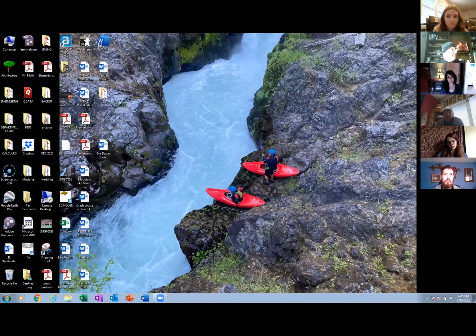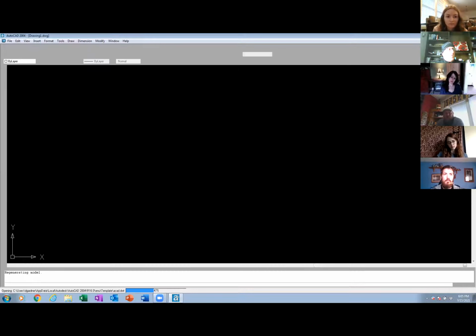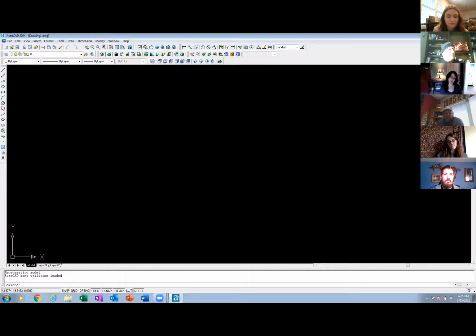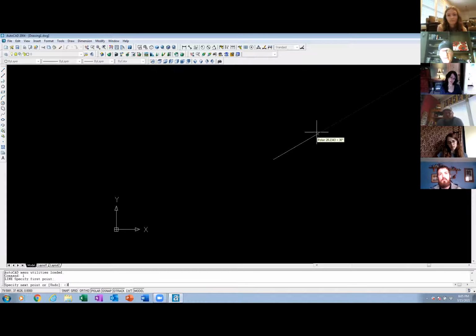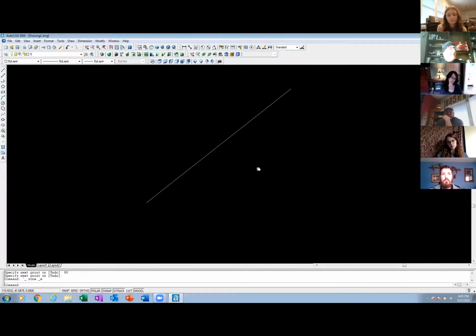So I'll share that screen. I can cheat and answer this because of a software program that I have. And this will be drawn accurately. So I'm actually going to type these exact angles. So right now I'm saying angle 38. Notice it's sticking on 38 degrees, and now I can type 80. So there's 80.